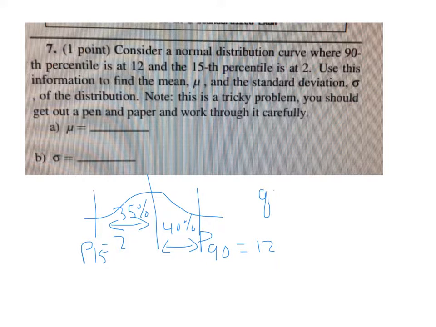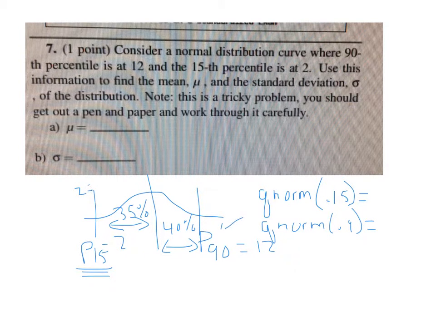If you use your q-norm feature on your R, and we want to put in the P15, then that's going to be q-norm of 0.15, and that's going to give you the z value for this particular percentile. And if you look for the q-norm of 0.9, you're going to get the same thing, only this time it's for the 90th percentile. That's your z-score.